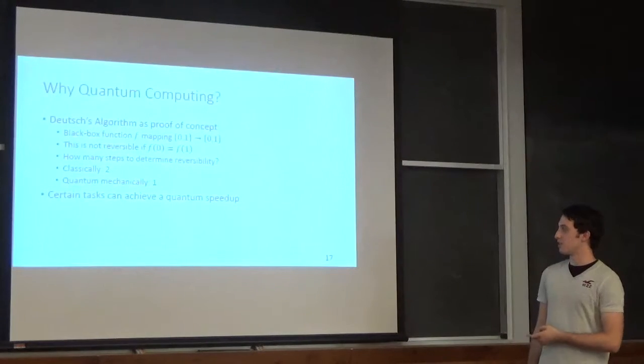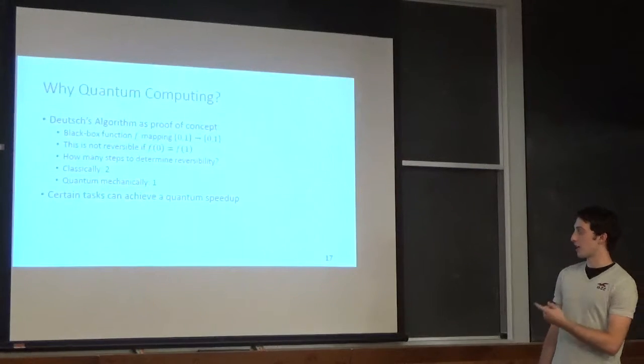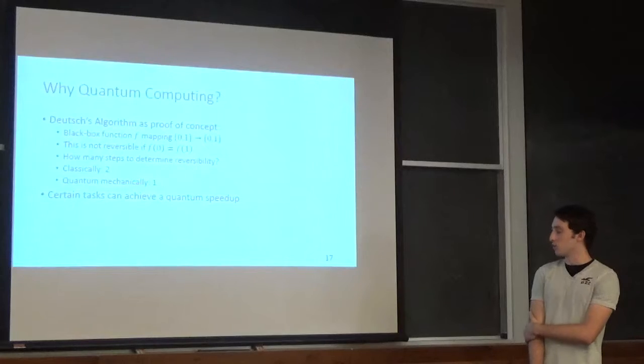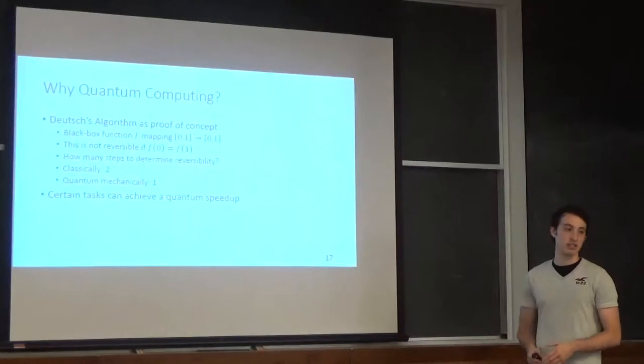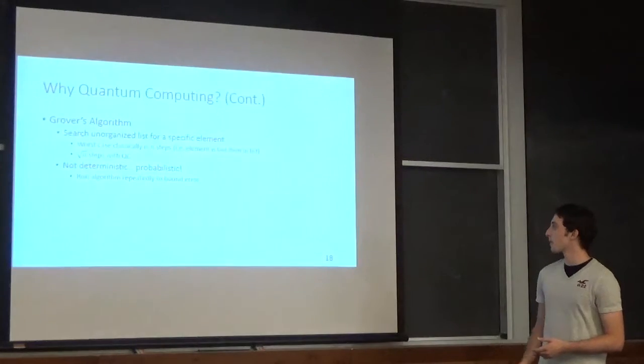So how many steps do you have to do to determine reversibility? Well, classically, you need to do 2 steps. You need to check f of 0, and you need to check f of 1, and see if they're equal. But quantum mechanically, we can actually span the solution set and then work it through, and you only need 1 step to determine whether or not this function f is reversible.